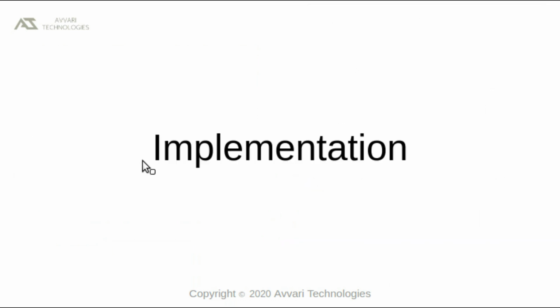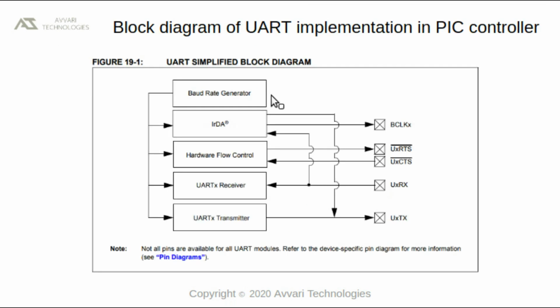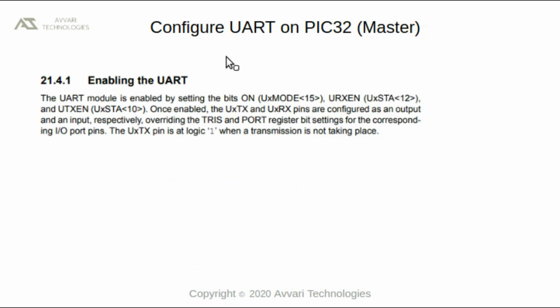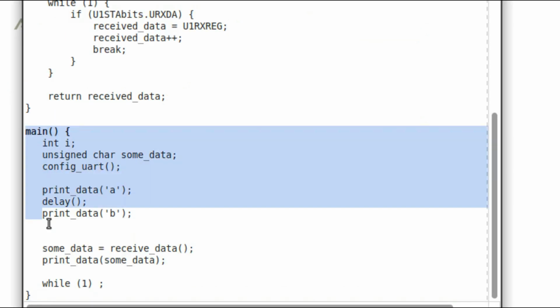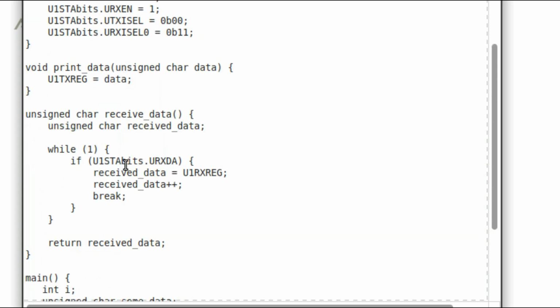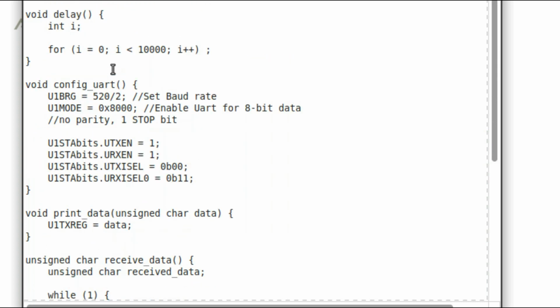Now let us see the implementation part. Go through the datasheet and reference manual for more information about the inner working of the device. UART transmitter block. In the master configuration, we will set the mode of UART. Configuring UART on PIC32. The UART module is enabled by setting the ON bit. In the main function, I am calling the config UART function. Now let us see the implementation of config UART.